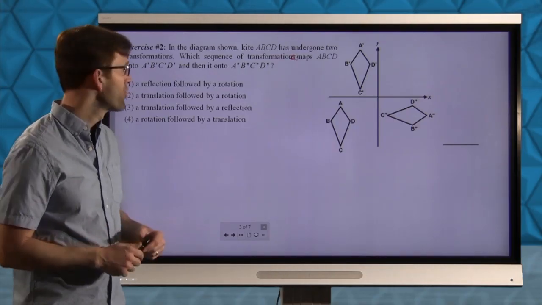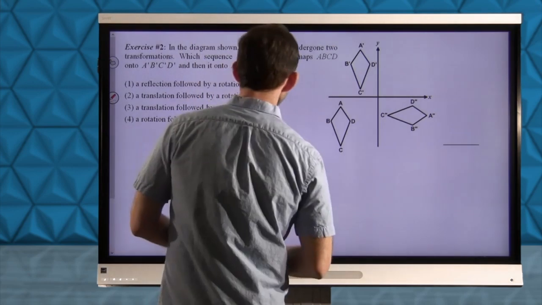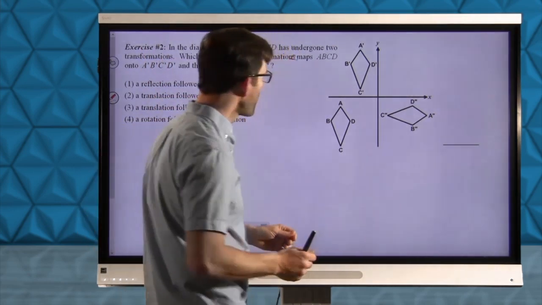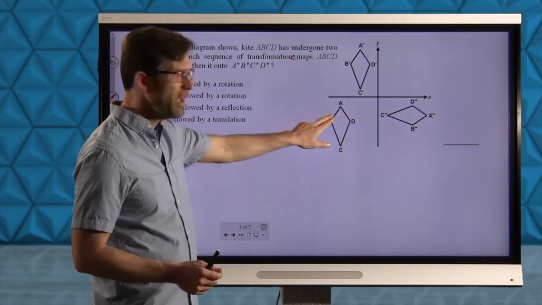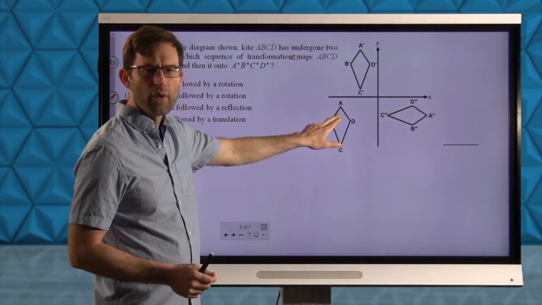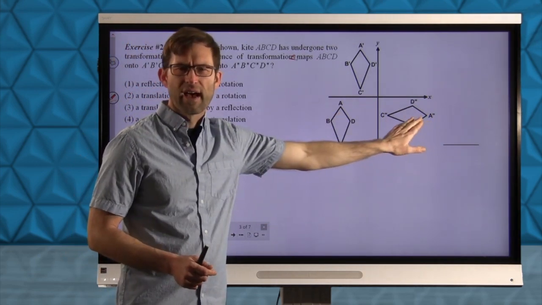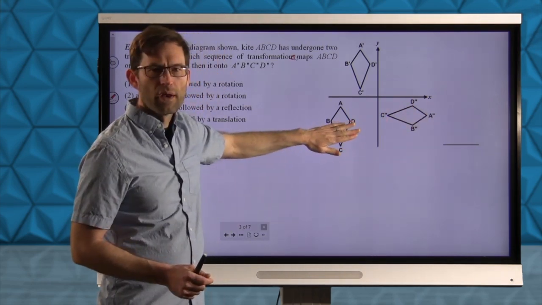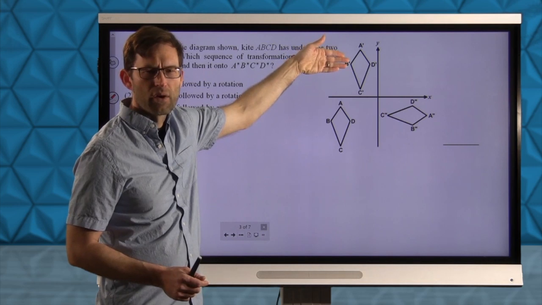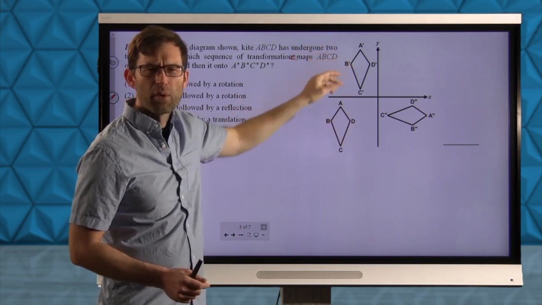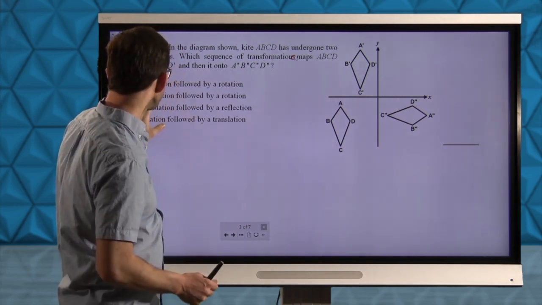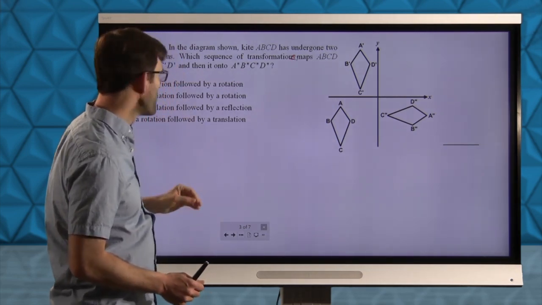All right, let's go through them. So the first thing it said is a reflection followed by a rotation. All right, well, if I have this kite and I reflect it across the y-axis, it would end up over here. Reflected across the x-axis, it would be up here, but then all the letters would be reversed and the shape of the kite would be reversed. So it most certainly isn't number 1.